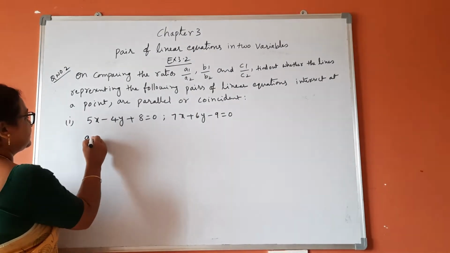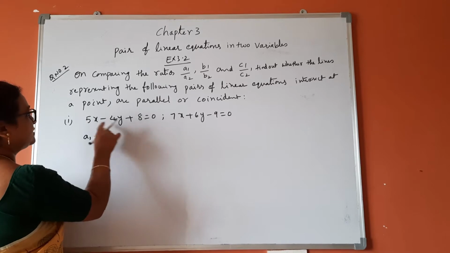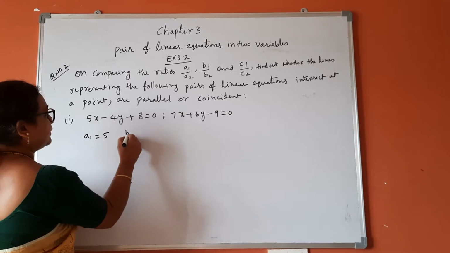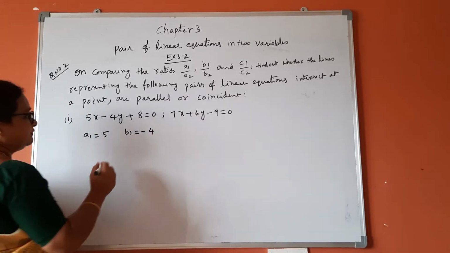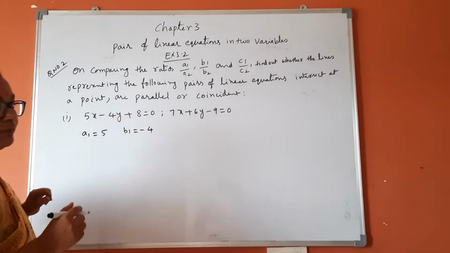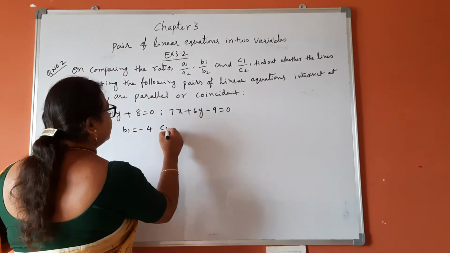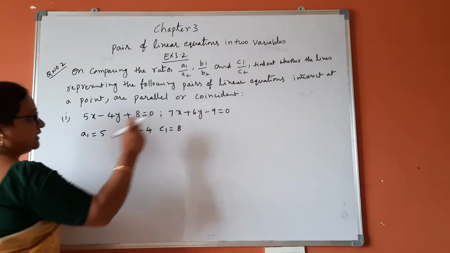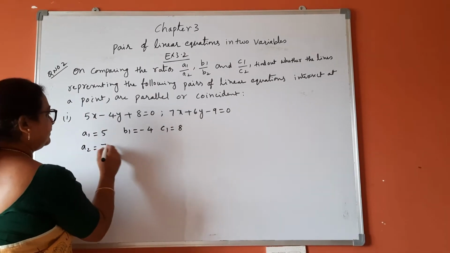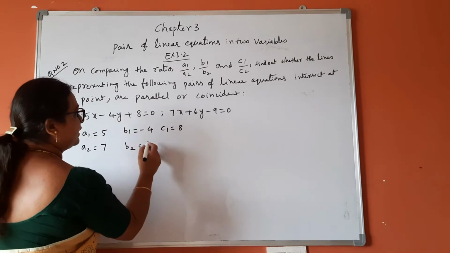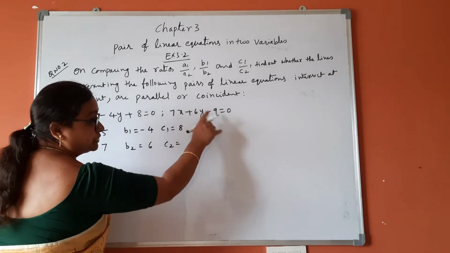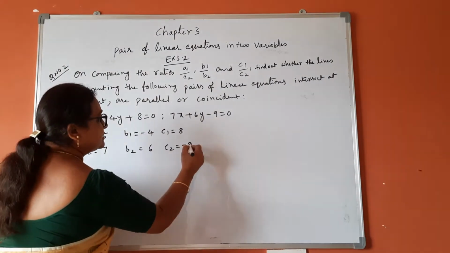So, the first linear equation in two variables is 5x minus 4y plus 8 is equal to 0. So, A1 is 5, B1 is minus 4. A1 means coefficient of x, B1 coefficient of y and C1 is the constant term. Similarly, for the second linear equation, A2, the coefficient of x, is 7, B2, the coefficient of y, is 6, and C2 is the constant term, that is minus 9.